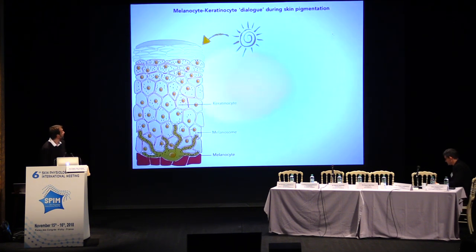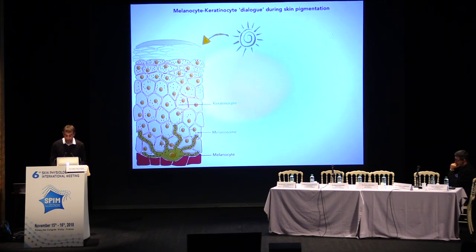So, you all know, I guess, that in the epidermis, the outermost layer of the skin, at least regarding pigmentation, you have two main cell types, melanocyte and keratinocyte. This melanocyte is really the melanin factory, synthesizing the melanin pigment in a membrane-bound organelle called the melanosome. Once this melanosome is fully mature, it will be transferred to keratinocyte in order to populate the epidermis and to give rise to skin pigmentation and photoprotection.